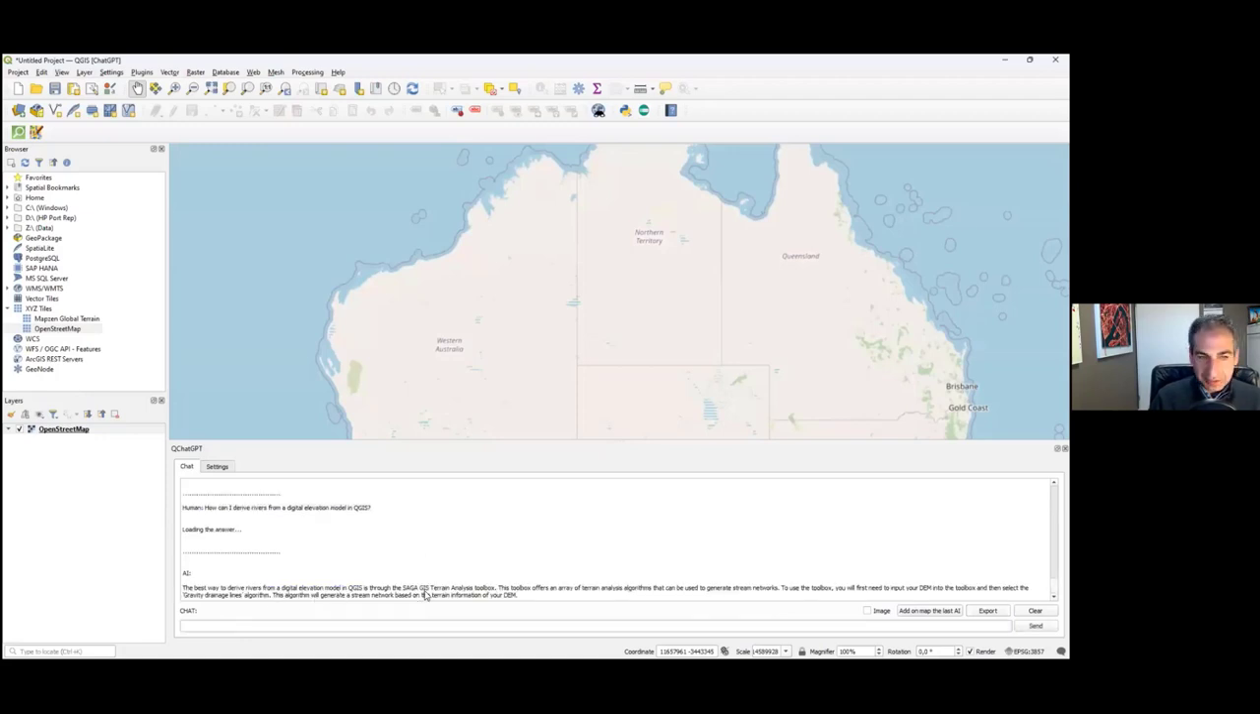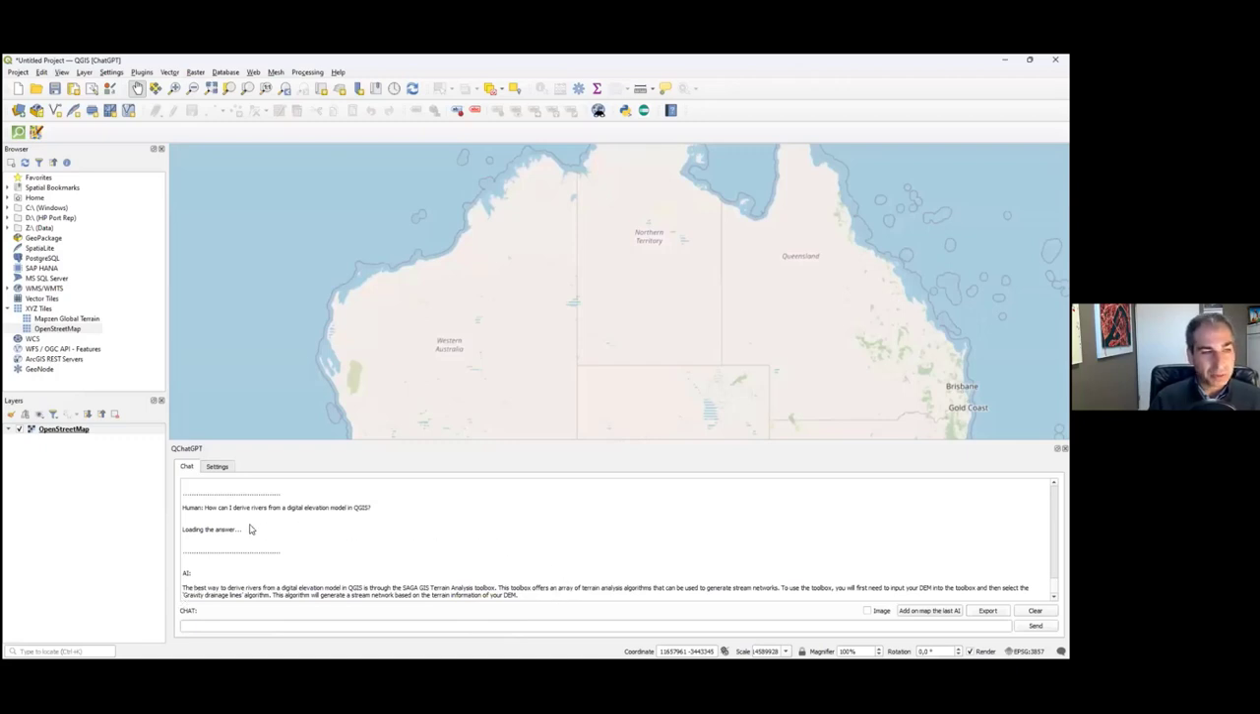So it suggests here to use the SAGA GIS terrain analysis toolbox, etc. As also explained by the previous presenter, you have to really take care of these answers. Some answers will be pointing you really in the right direction. Others need a little bit more caution. Also, you really need to have already some understanding of GIS. And if you're really a basic user, you probably need to do a lot of trial and error with the answers that it gives.